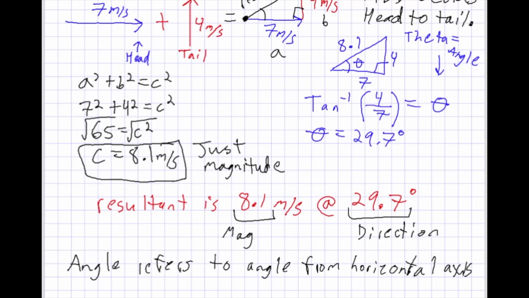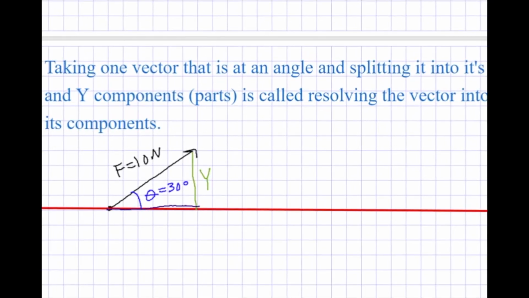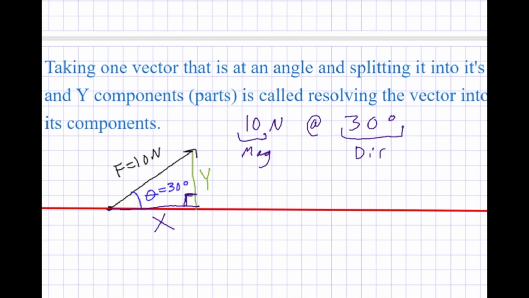Now that we've looked at two separate vectors and combined them into one total vector, we're going to take one vector that's at an angle and resolve that vector. Resolving a vector just means that we're taking that vector and splitting it up into its x and y components. So here's an example of us doing exactly that. Let's say that we have some vector and it's pointed at this angle. And let's say that it's a force vector. So we're going to say that our force is 10 newtons. All the angles that we talk about are in reference to the horizontal axis.